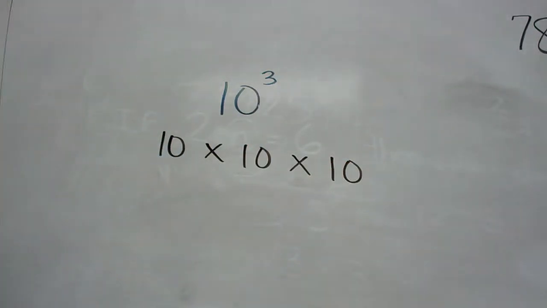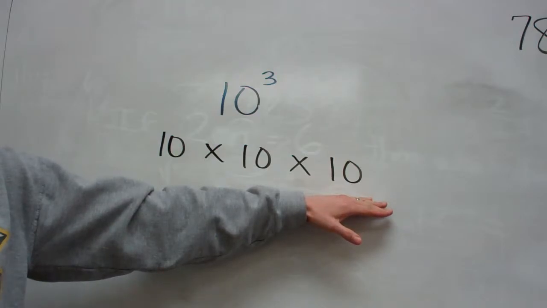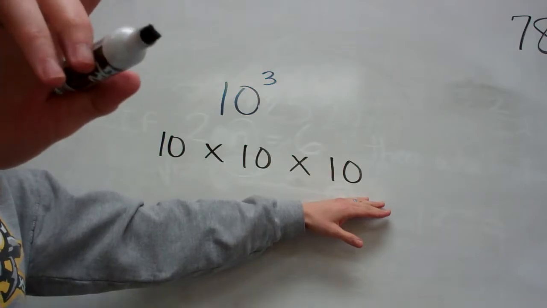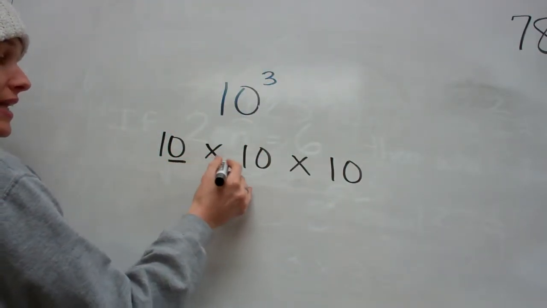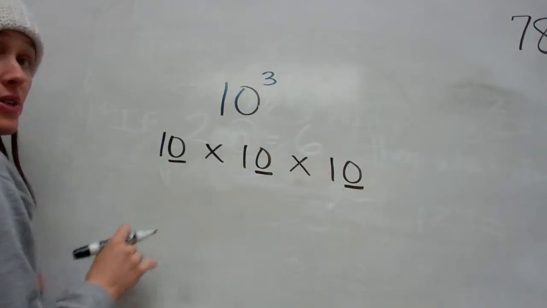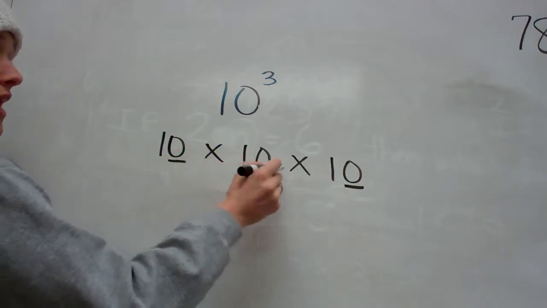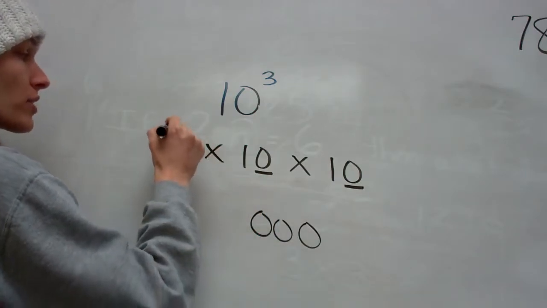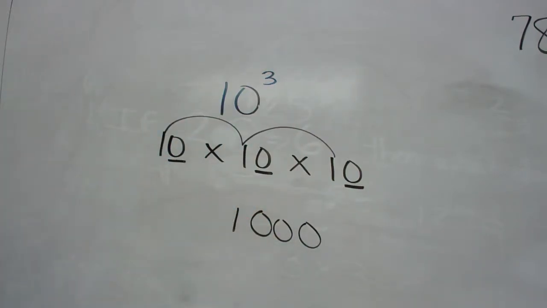Does everybody remember when you're multiplying zeros, what you can do? I can count my zeros. How many zeros do I have? 3. 1, 2, 3. What is 1 times 1 times 1? 1. Isn't that cool? 10 times 10 is 100.